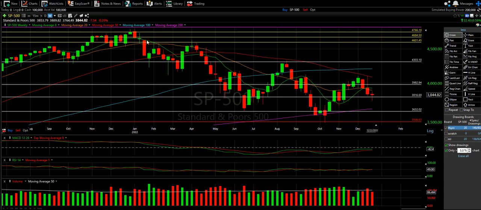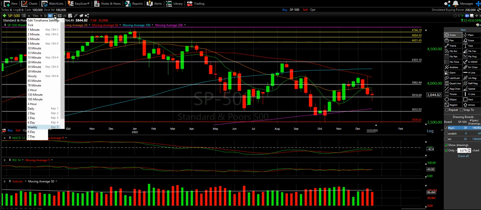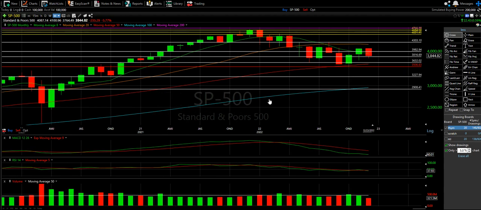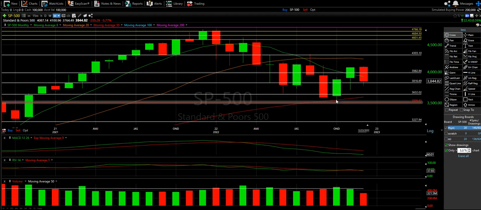So at one point, we were in the golden lines of trading. Now we're coming into the red line of death, right? So let's look at the monthly real quick. Okay, so look, we're not as deep on the 50, right?